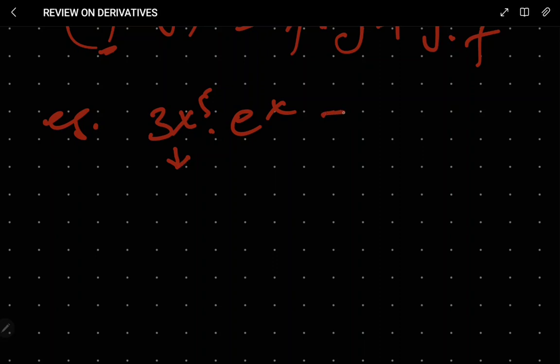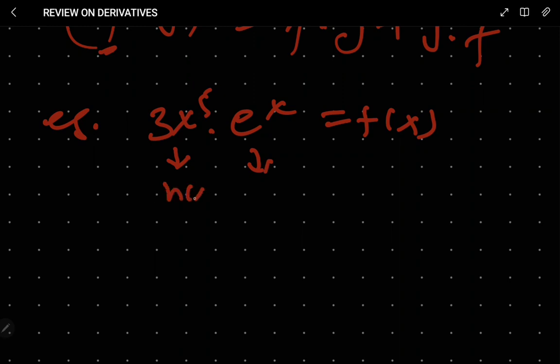Let's do one example. If you have, for example, a function like 3x raised to 5 times e to the power of x, how do you do this? In the case where you have these things, you consider this as function f of x, so you consider this one as a product of two functions.